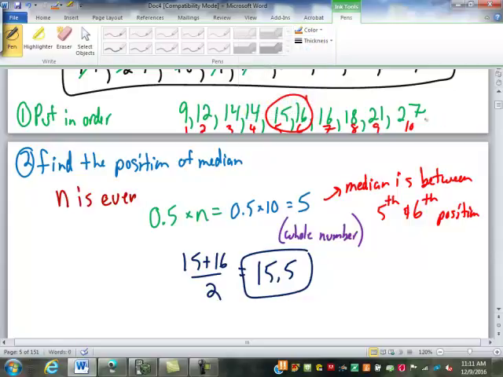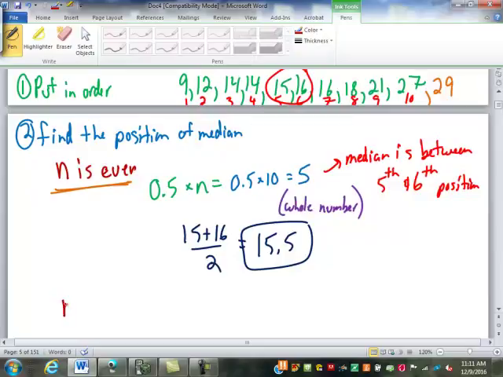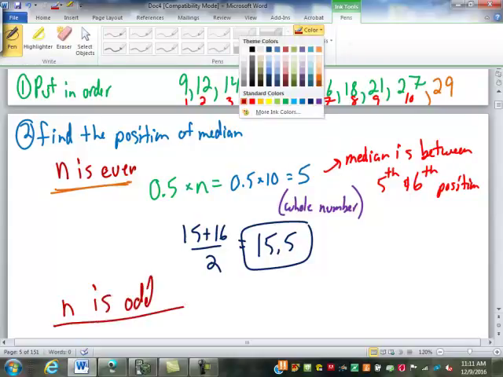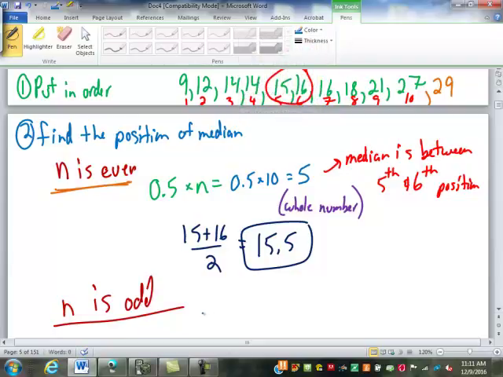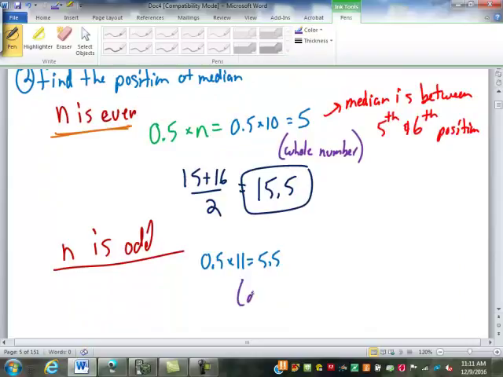Now I'm going to add a number on the end here. I'm just going to put a 29 out here. The only reason I'm doing that is because this was if n is even. The next case is if n is odd. We're going to start out doing the same thing. So we got 11 numbers up there now. So 0.5 times 11 is 5.5. If n is odd, this is going to be a decimal. If you get a decimal, you round up.